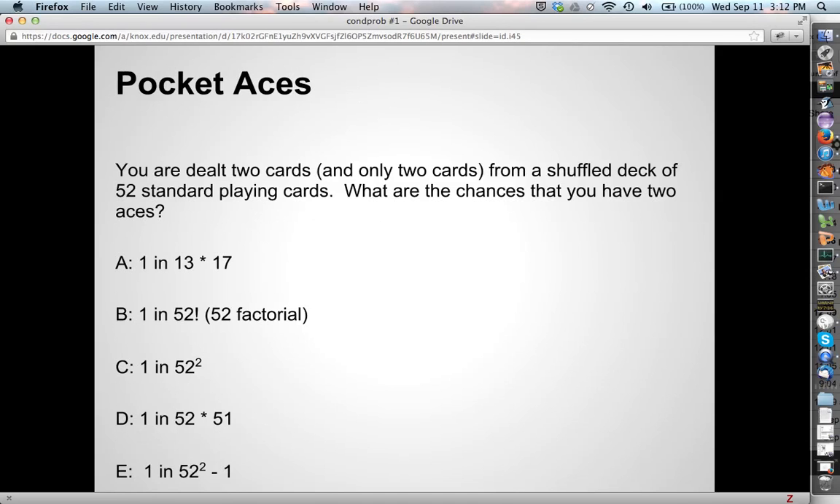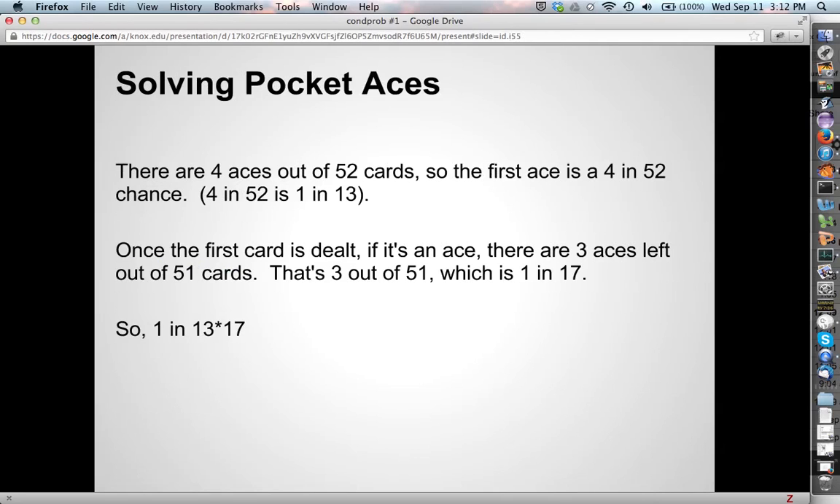Pocket aces. You're dealt 2 cards, and only 2 cards, from a shuffled deck of 52 standard playing cards. What are the chances you have 2 aces? So go ahead and pause me and flip over to Moodle and answer this. I won't be offended if you pause me. So did you come up with 1 in 13 times 17? If you did, you're correct. And let's talk about why.